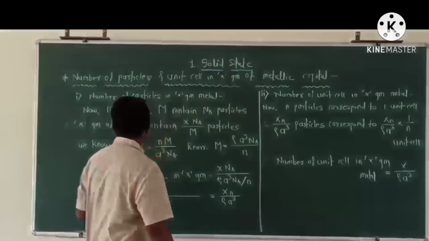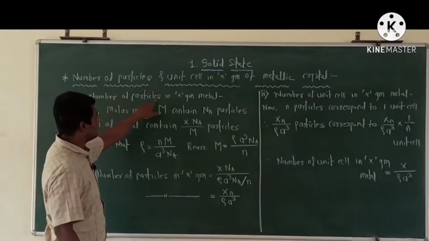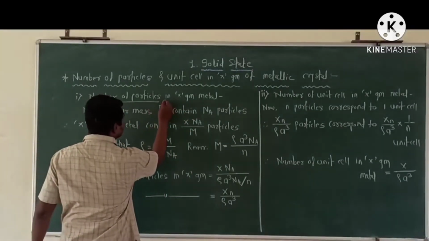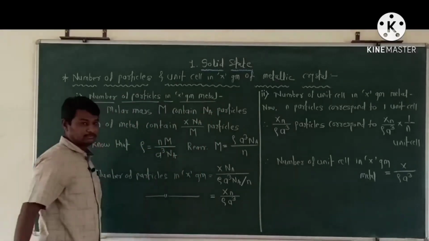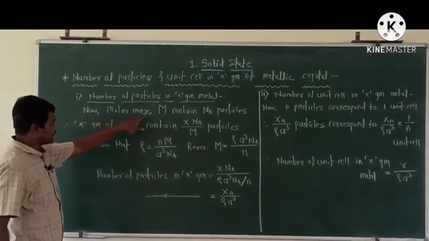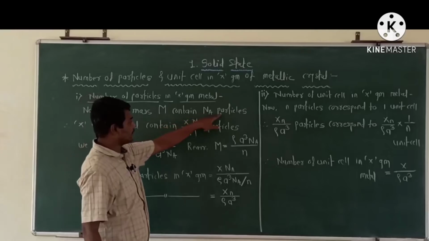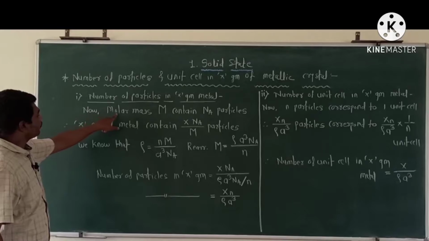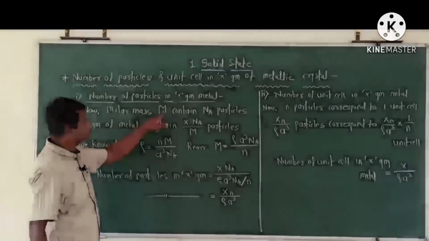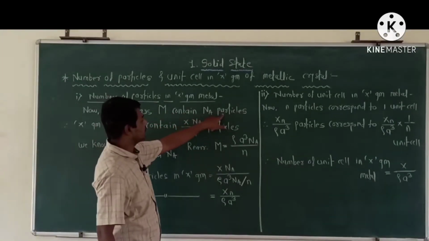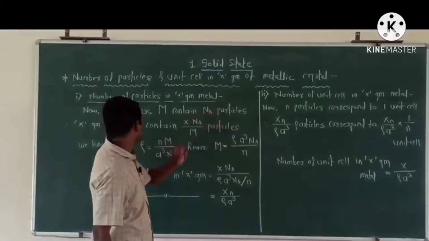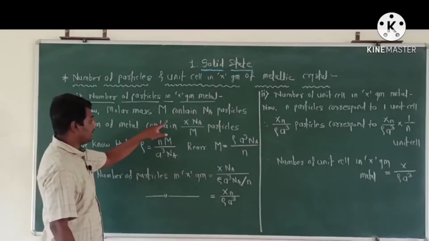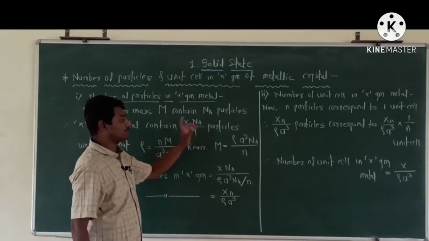Okay, now start with the first, number of particles in x gram of metal. Now a molar mass M contains Na particles. Na means Avogadro's number. Okay, now the molar mass capital M contains Na particles, Avogadro's number of particles. Therefore x gram of a metal contains x Na upon M particles.